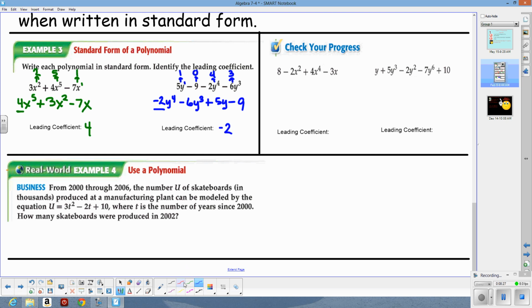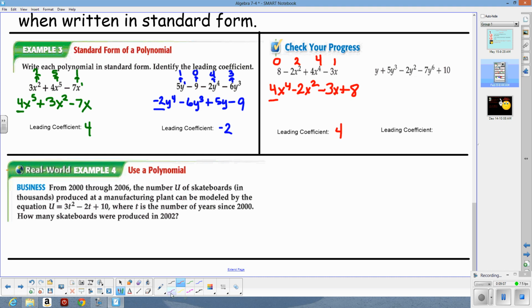You want to pause the video and try the next two on your own. This right here is degree 0, degree 2, degree 4, degree 1. So now in order from greatest to least, it's going to be a positive 4x to the 4th minus 2x squared minus 3x and then plus 8. The leading coefficient is right here. It is 4.